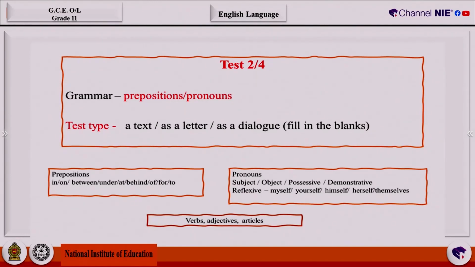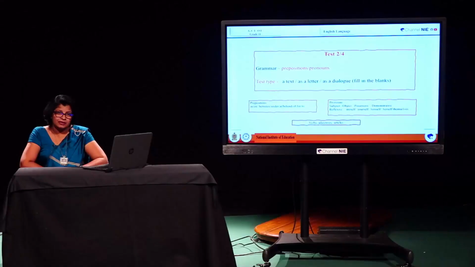Text type. What do you mean by the text type? The text type means the paragraph or the dialogues that will be given in the paper, and there you have to select the best answer. So sometimes you will be given a simple passage, a text or a paragraph, or sometimes this will come as a part of a letter, or it can also be a dialogue and you are going to fill in the blanks.